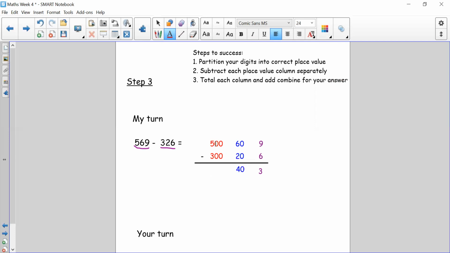500 take away 300. Well, I know that 5 take away 3 is 2. So 500 take away 300 is going to be 200.